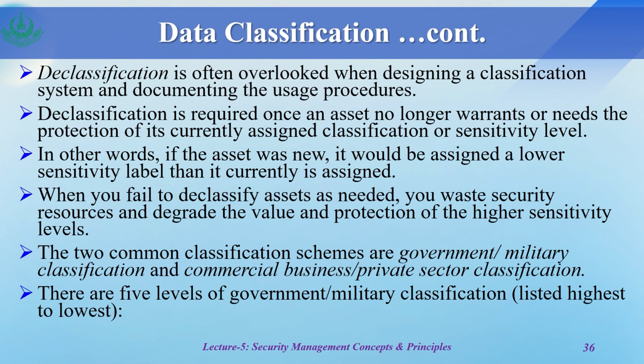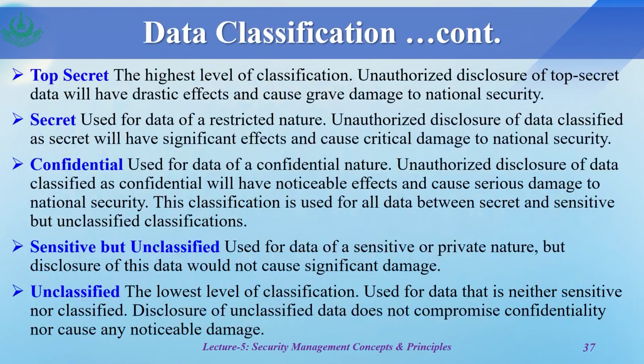The two common classification schemes are government or military classification and commercial business or private sector classification. There are 5 levels of government military classification, listed highest to lowest. First is top secret, the highest level of classification. Unauthorized disclosure of top secret data will have a drastic effect and cause grave damage to national security.